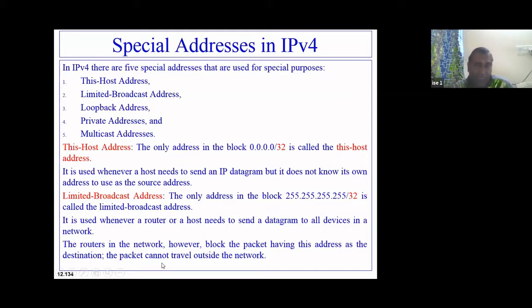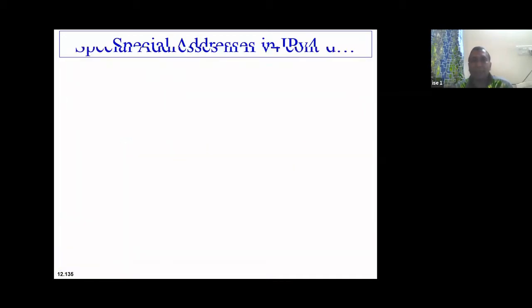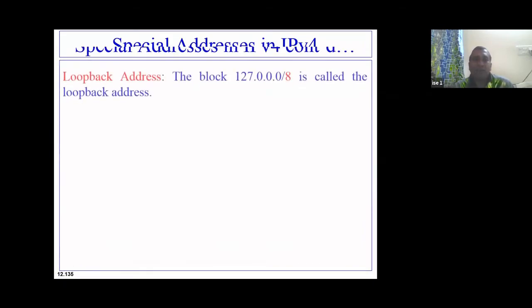But whenever a broadcast message comes with IP address 255.255.255.255, it will not send that packet anywhere because it does not have a specific destination. The packet with this IP address is meant for every host. So after receiving, every router will not pass it on. It will not send it outside the network.